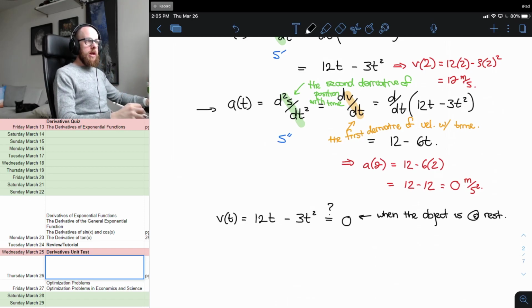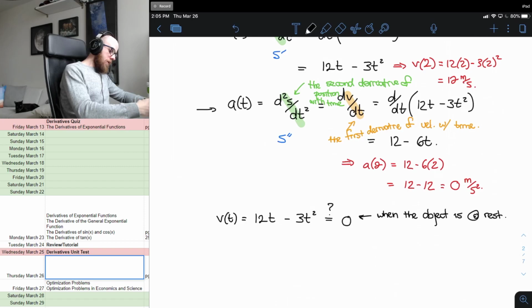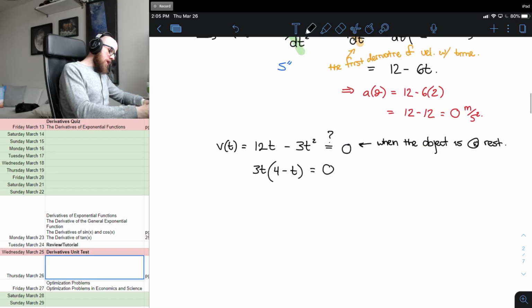So really what we're doing here is factoring, right? It's in standard form. We're trying to factor it to figure out what the zeros are, all right? Luckily for us, it's a pretty easy factoring job. So I'll factor out a 3t. And when I do that, I'm left with 4 minus t is equal to 0. So I actually get two solutions here.